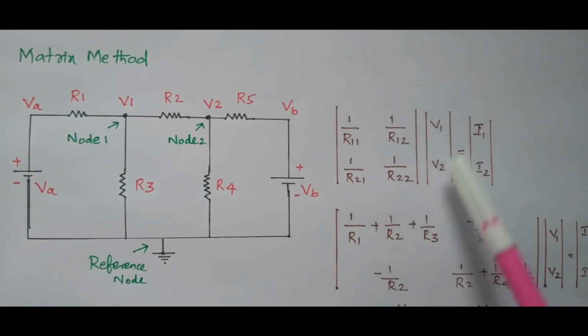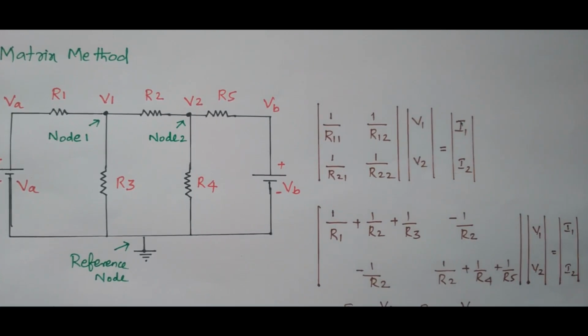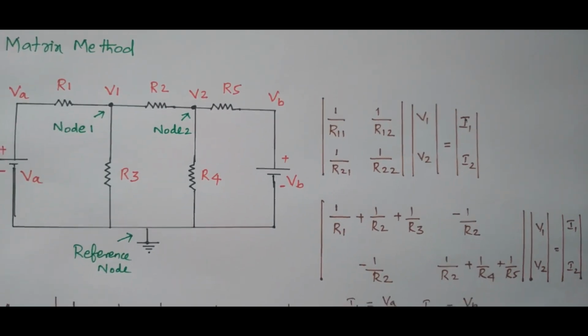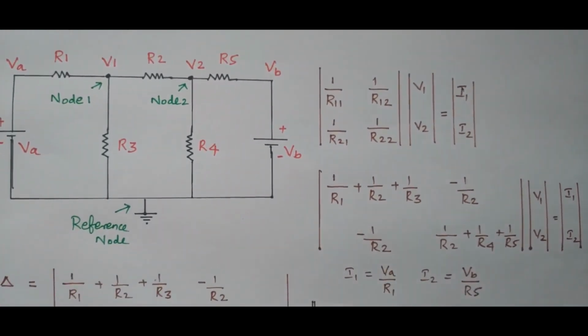Then what is the voltage? The voltage matrix is V1 and V2. That only we need to find. What is the current matrix? I1 and I2. How will you find this I1 and I2? I1 equals VA by R1, because a current source is not available here. We can find the current in this loop as VA by R1. The supply voltage VA by R1 will give the current in this node. Similarly, I2 can be calculated as VB by R5. This supply voltage and R5 will give the current in the second node.